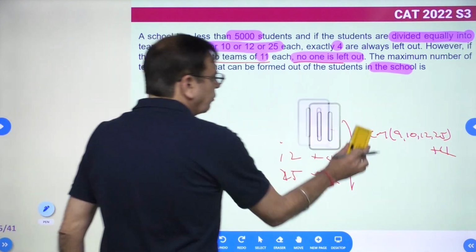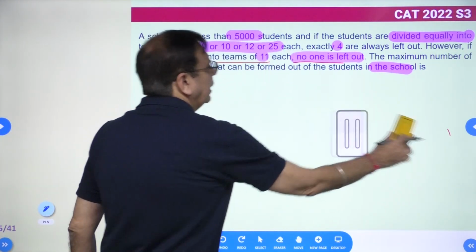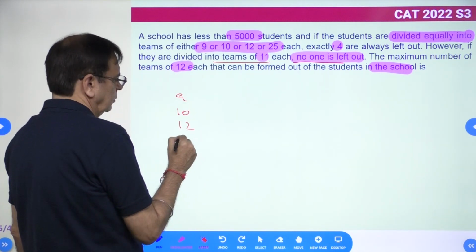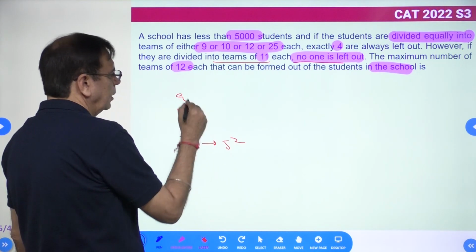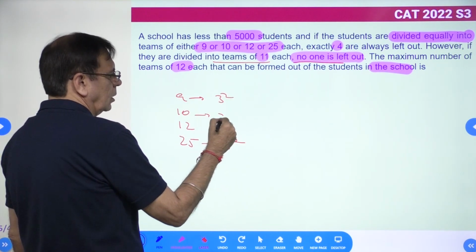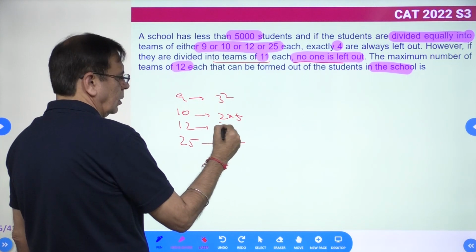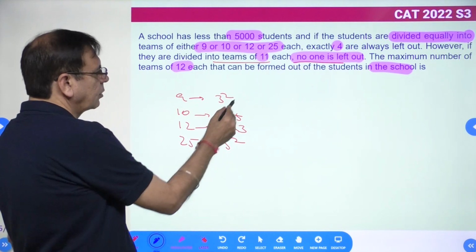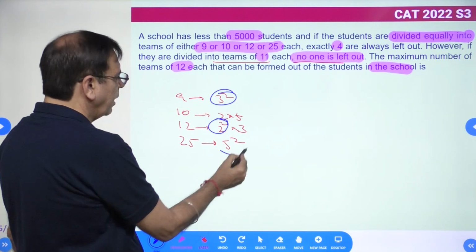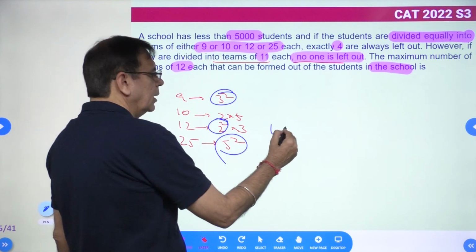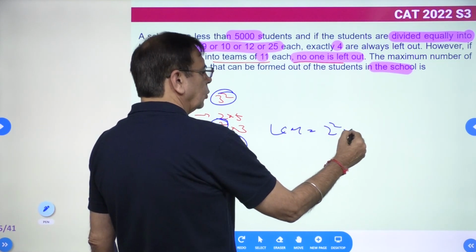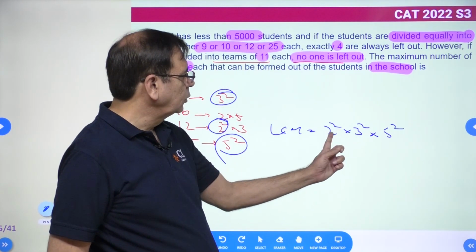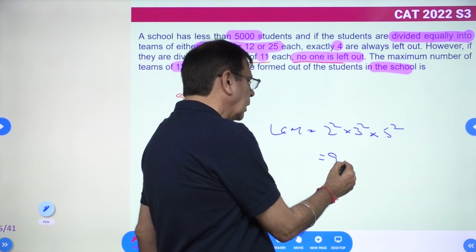Okay. So let's find the LCM. What is the LCM of 9, 10, 12 and 25? Okay. 25 is 5 square. Which is the highest power of 2? 2 square. Highest power of 3? 3 square. Highest power of 5? 5 square. So what is the LCM going to be? 2 square into 3 square into 5 square. 5 into 3, 15 into 2, 30, 30 square, 900. So the LCM is 900.